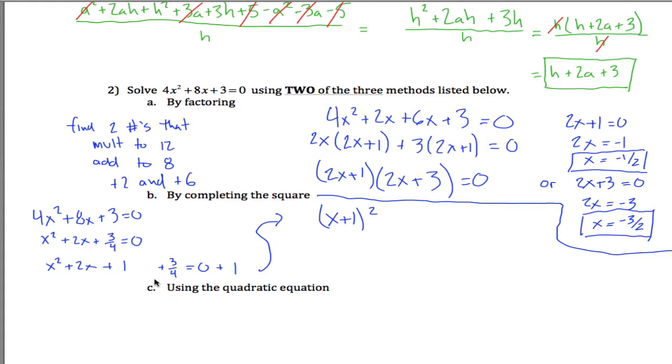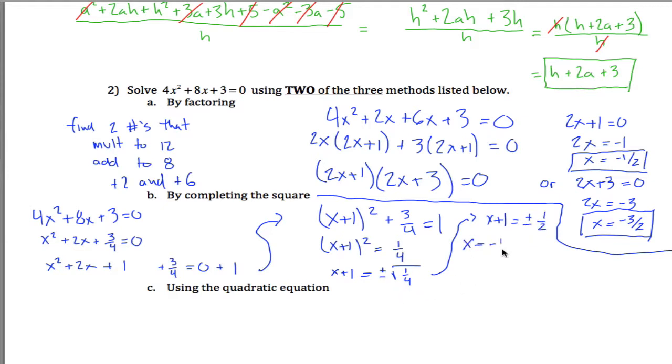And so what I have is x plus 1 squared plus 3/4 is equal to 1. Subtract 3/4 from both sides, and I have x plus 1 squared is equal to 1/4. So x plus 1 is equal to plus or minus the square root of 1/4. Sure, let's jump up here again. So x plus 1 is equal to plus or minus 1/2, which is the square root of 1/4.